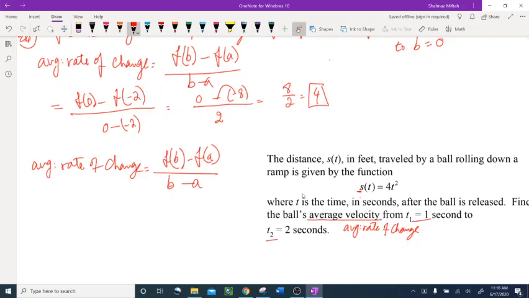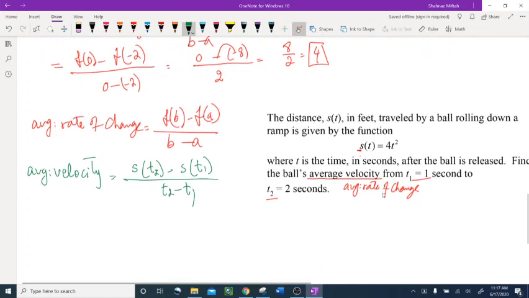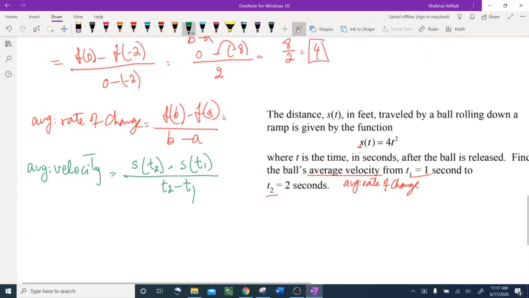So let's change it for s(t). How do we do that? The average velocity formula changes according to the function. Instead of f, I'm using s. Instead of b, I'm using t2, minus s(t1), over t2 minus t1. You see that? It's not that hard. Whatever function they give you, please make sure that you change it. That's the generic average rate of change formula. So let's figure it out.